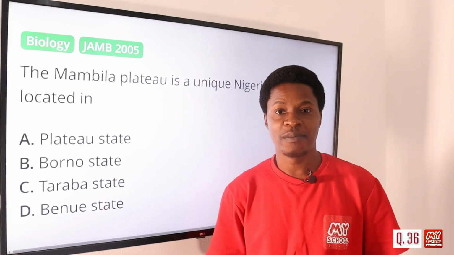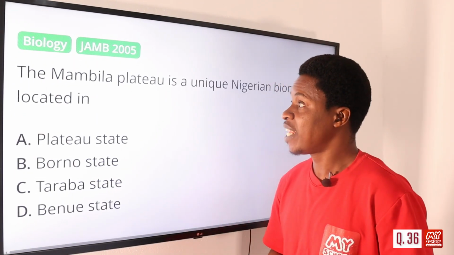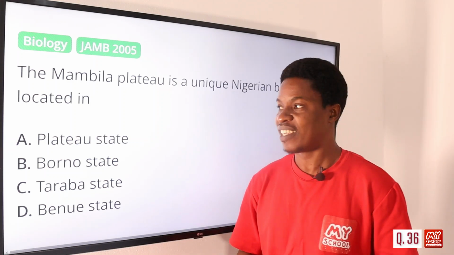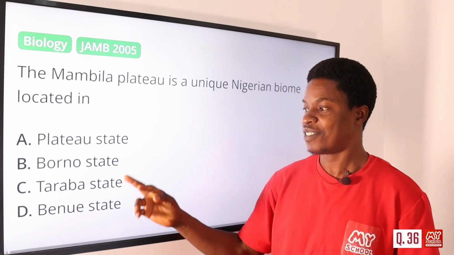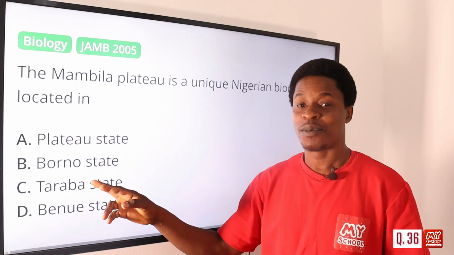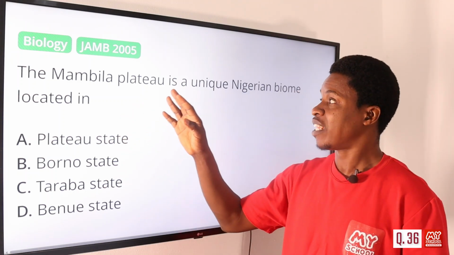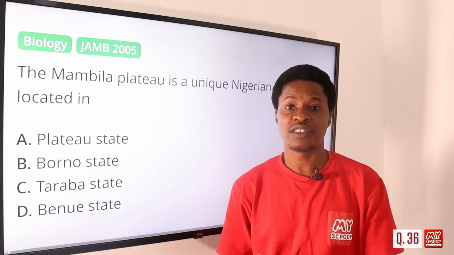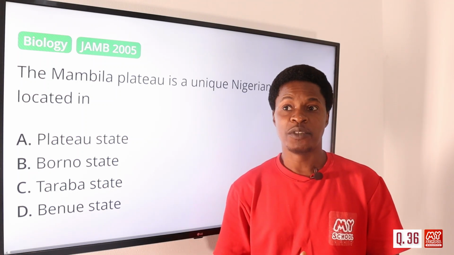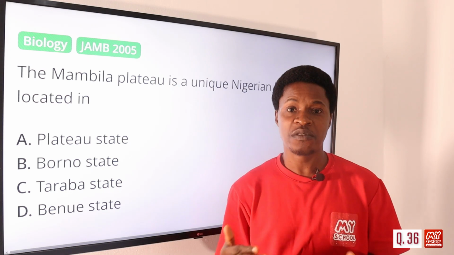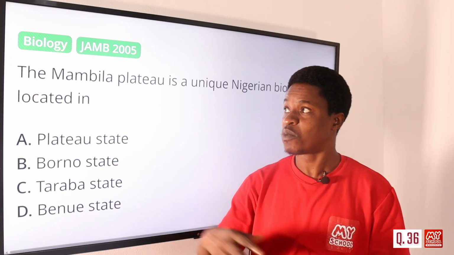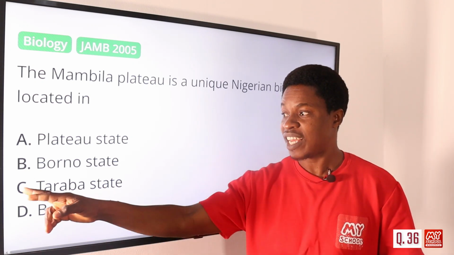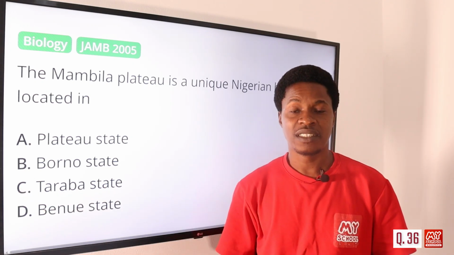Now we are moving on to question number 36. The Mambilla Plateau is a unique Nigerian biome located in where? Actually, not Plateau, not Borno, not Benue State, but Taraba State. Mambilla Plateau is a unique Nigerian biome that is located in the southeastern part of Taraba State, usually one of the largest local governments that we have in Taraba State. That is where we have this Mambilla Plateau. So the correct answer is option C, Taraba State.